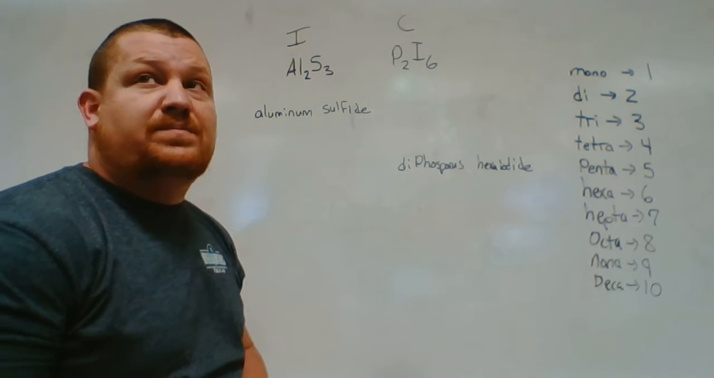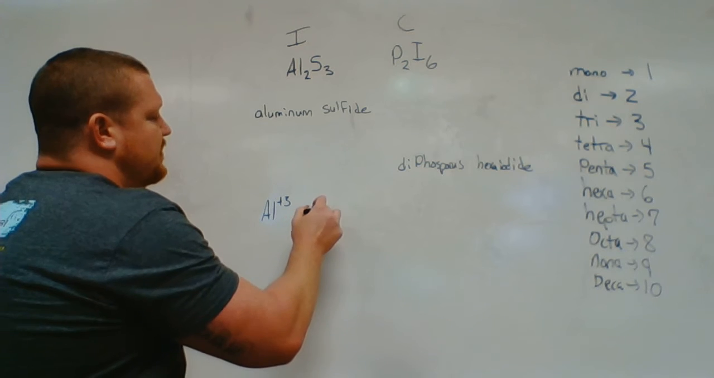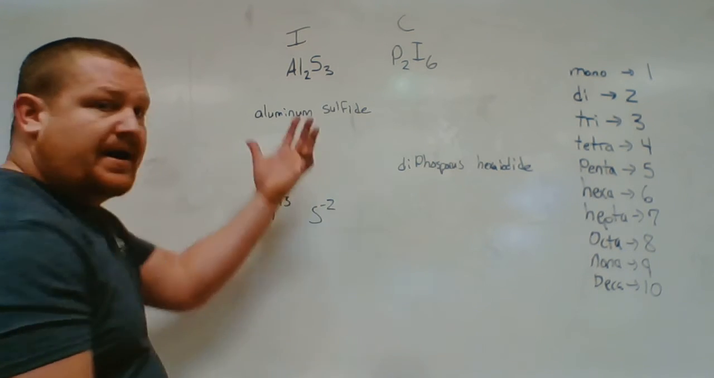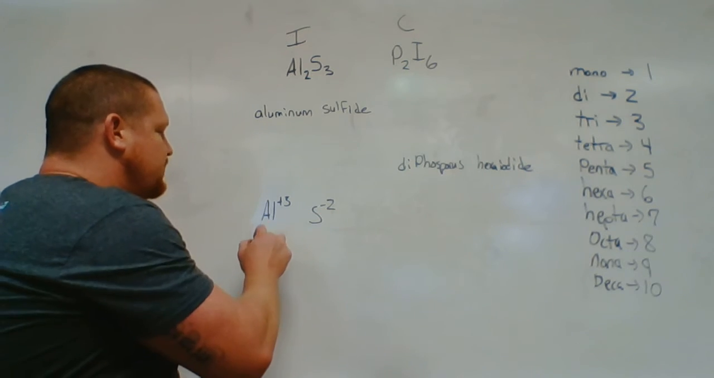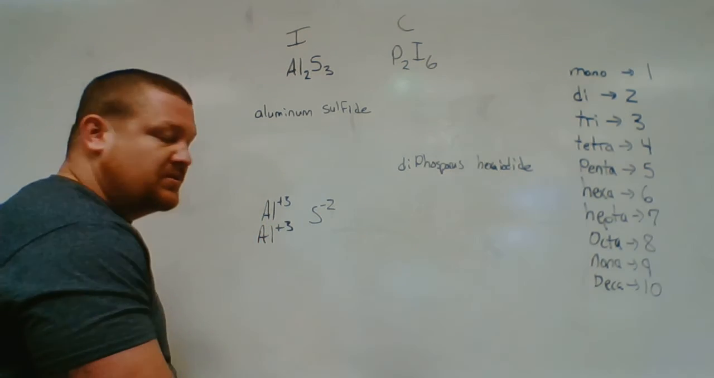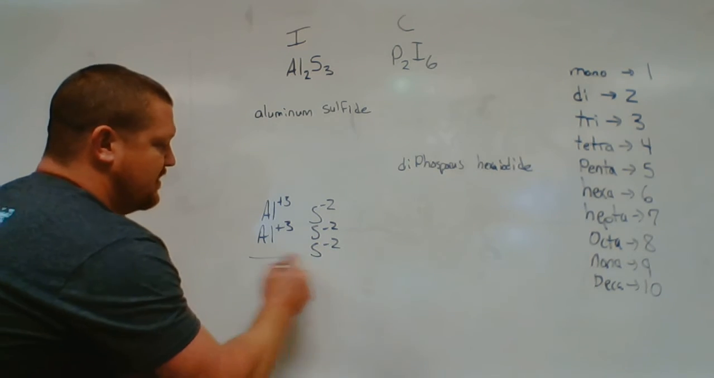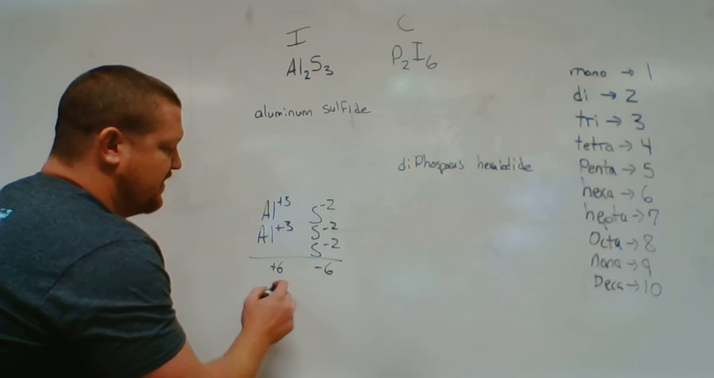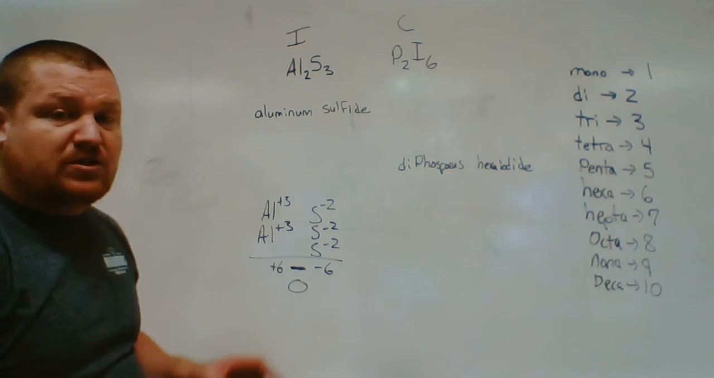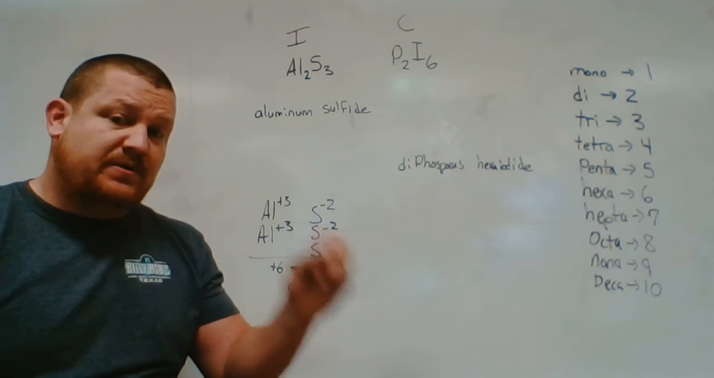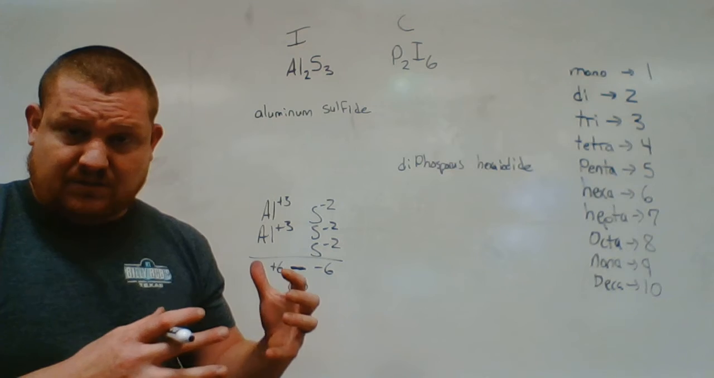But aluminum is +3, sulfur is -2. This is ionic, so it's ions coming together. To get these two to balance out, you need 2 +3 charges and 3 -2 charges. So you've got a total of +6 and a total of -6. If you combine these, you get 0. So aluminum and sulfur are always going to bond, 2 aluminums, 3 sulfurs, always that way because of charges.